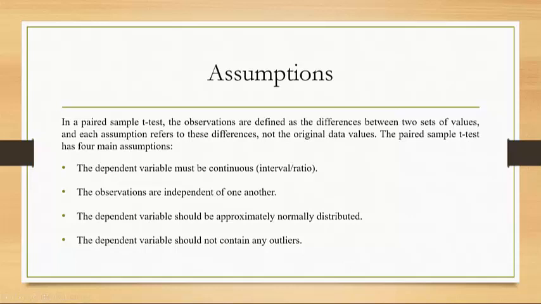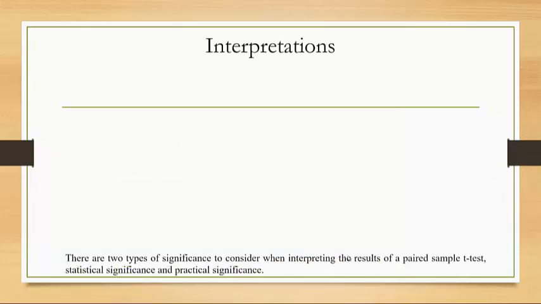An outlier is a type of observation that belongs to the same group of data, but it is not in line with other observations. Let's say in a class, the average score of the class is B. All students have got a B grade, and there is only one student who has got an A plus, so that A plus student will be called an outlier. So in this paired sample t-test, the dependent variable should not contain any outlier.